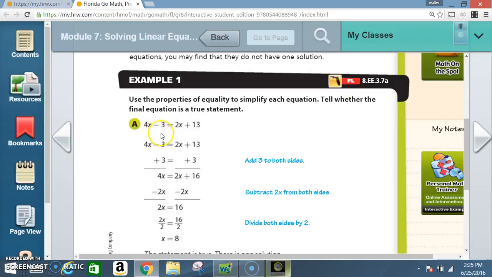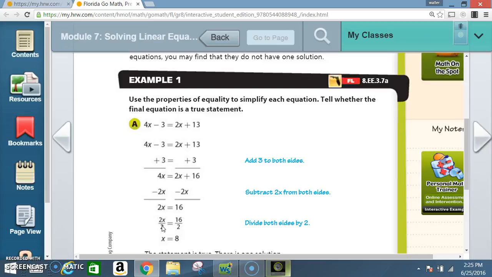Okay, now here we have another type of example from example 1. So far we looked at equations that had unlimited solutions and equations that had no solutions. Now we're going to look at an equation with one solution, which is basically what we've been working on all this year. So we got 4x minus 3 is equal to 2x plus 13. All we want to do is solve for x.